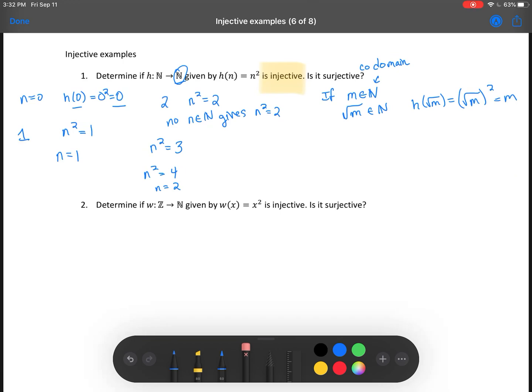All right, so in that case, we have the arbitrary element from the codomain, and there's only one element from the domain which gives M as the answer, because the negative square root of M would not be a natural number, so we wouldn't want to count that. If the square root of M is not a natural number, then M is not the image of any element from the domain.